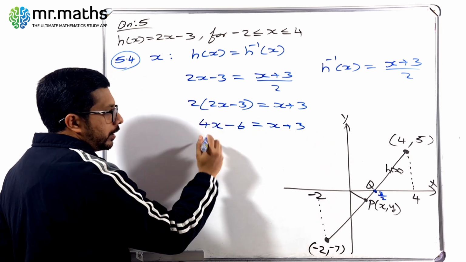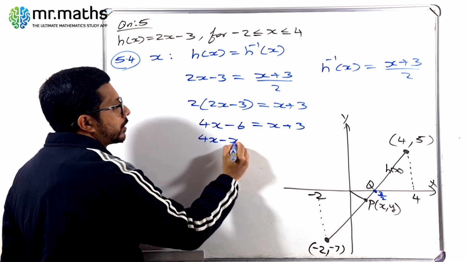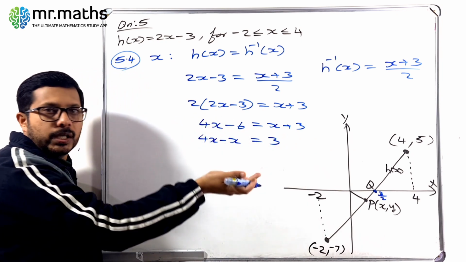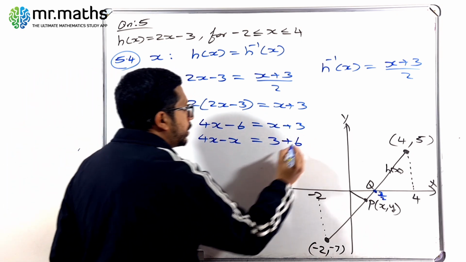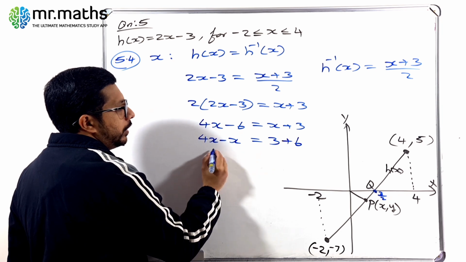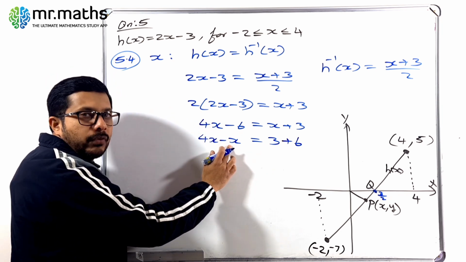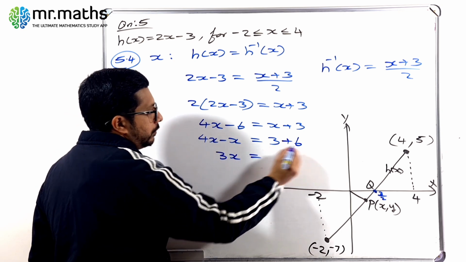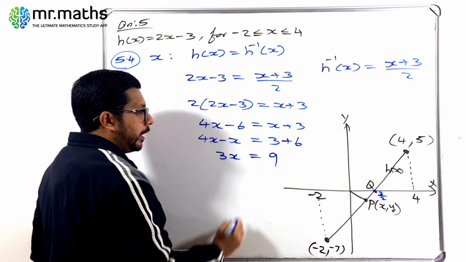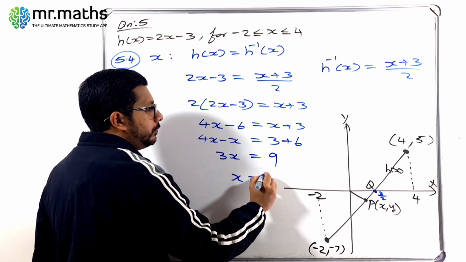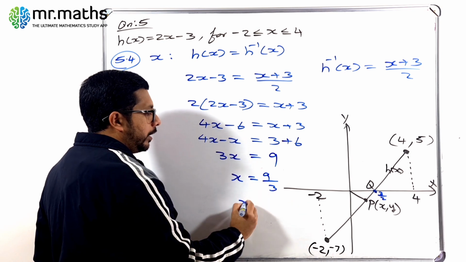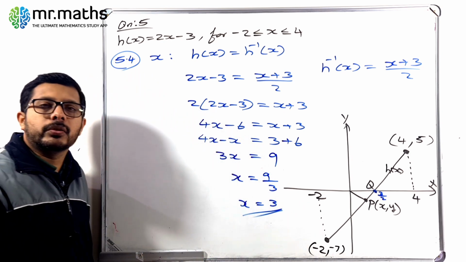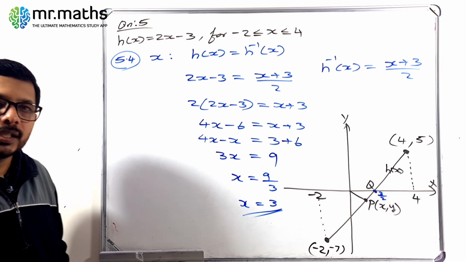Take this x to this side. So it is 4x minus x is equal to 3, and take this minus 6 to the other side. So it is plus 6. 4x minus 1x, 4 minus 1 is 3, that is 3x. 3 plus 6 is 9. So what is x? x is equal to 9 divided by 3, which is 3. So it means that the value of x is 3.